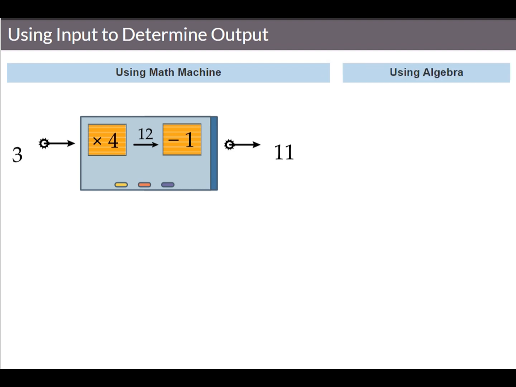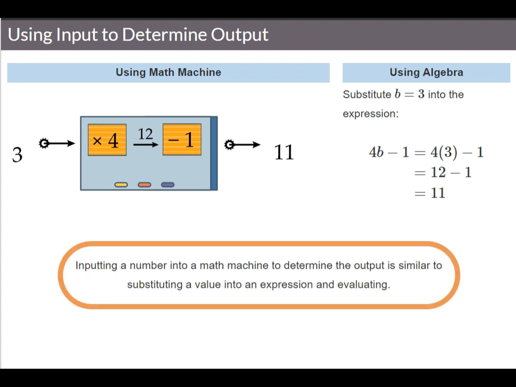We can show this same process using algebra. Inputting 3 into the math machine is the same as substituting b equals 3 into the expression 4b subtract 1, and then evaluating. We would show this as 4b subtract 1 equals 4 times 3 subtract 1 equals 12 subtract 1 equals 11. It is very helpful to recognize that inputting a number into a math machine to determine the output is similar to substituting a value into an expression and then evaluating.